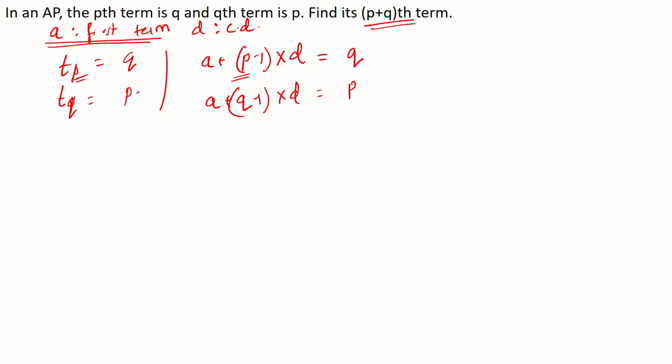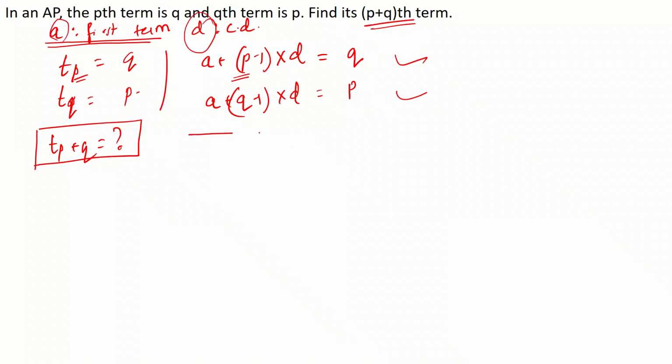Now we need to find out its p plus qth term. That means we are interested in finding out t of p plus q. We have to find out the value of this thing. So we have two equations and we have introduced a and d. These are our two variables. Let's find these values by solving. So I just subtract these two because a will get cancelled out and I'll be having the value of d. So a gets cancelled out.